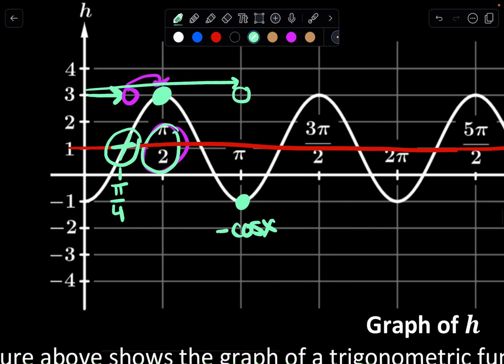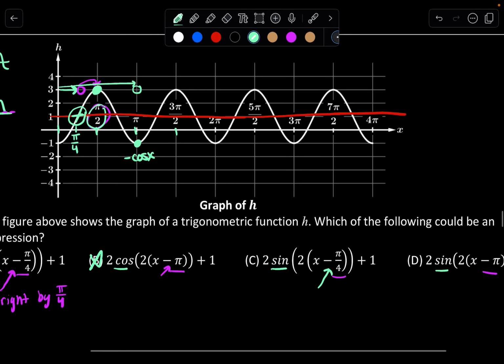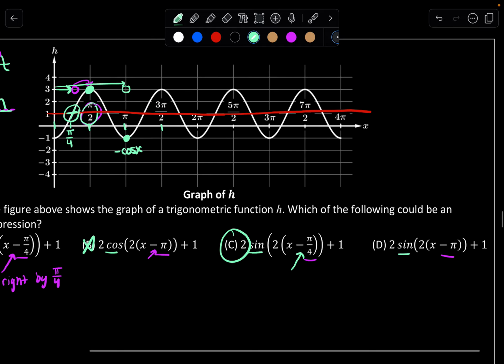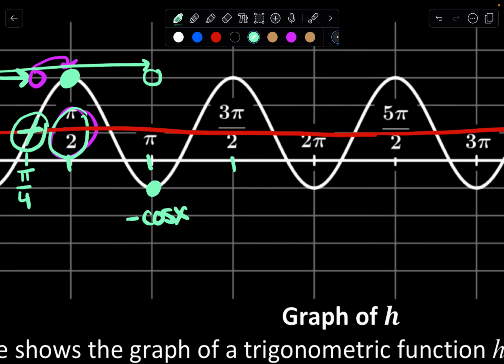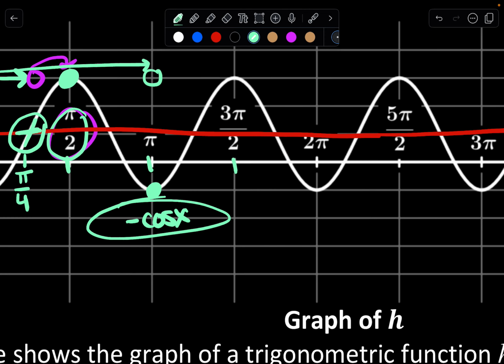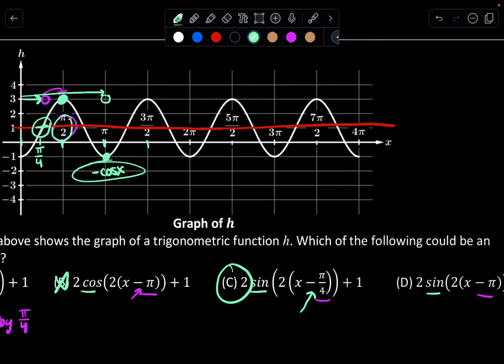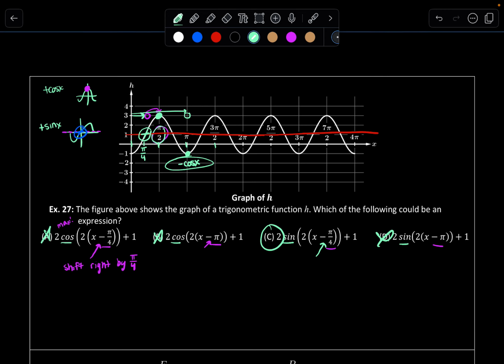And I know it's pi over 4 because these are equal length input value intervals, which means if we slice that directly in half, it will be pi over 4. So this one is going to be C. D says that this event should occur at pi, which it's not, because we labeled that as negative cosine because that's a minimum. So we know D is not the correct answer either.